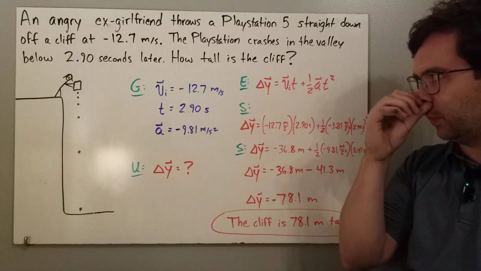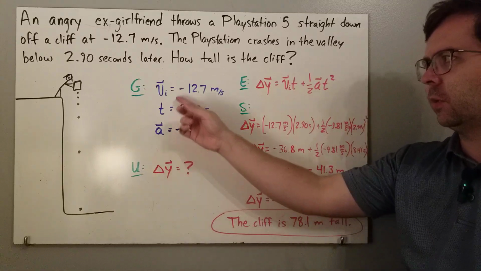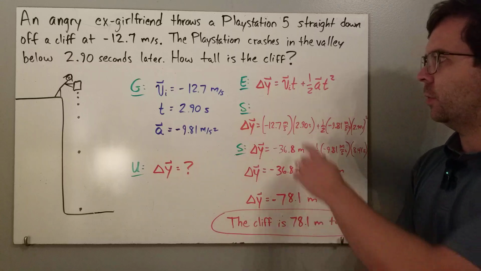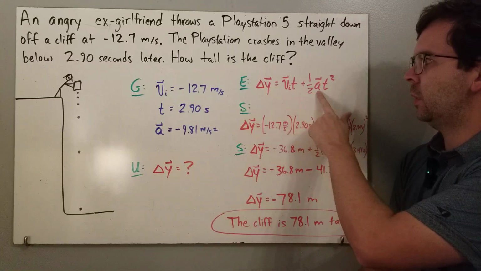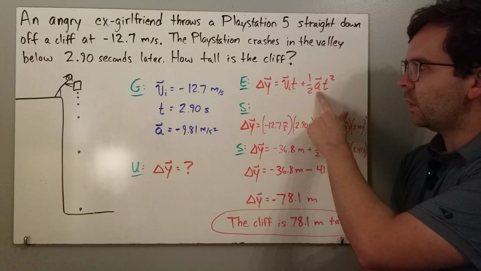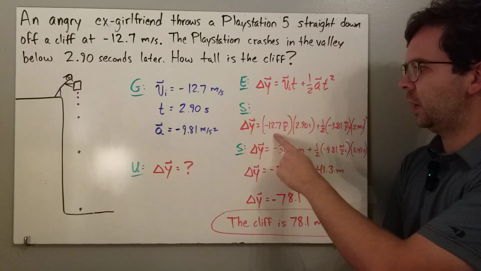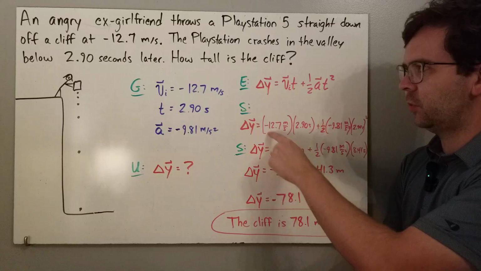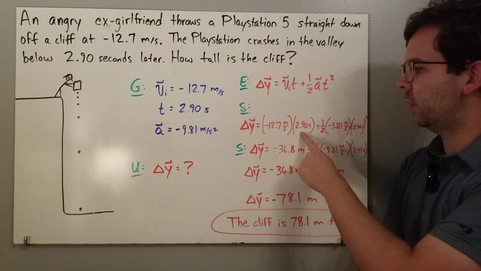The equation that we need here needs to have the displacement in it, but it also should have some of these other pieces. So this is our best bet for an equation. We have initial speed, we have time, and we have acceleration. So we substitute those values in. Initial speed is negative 12.7. Don't forget the negative sign, we threw it down. And then the time is 2.9 seconds.